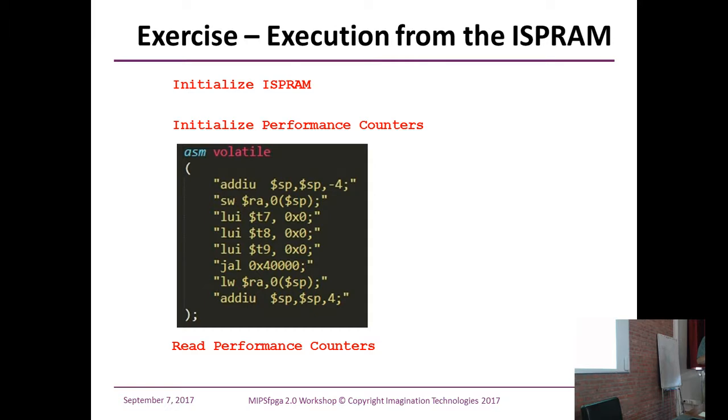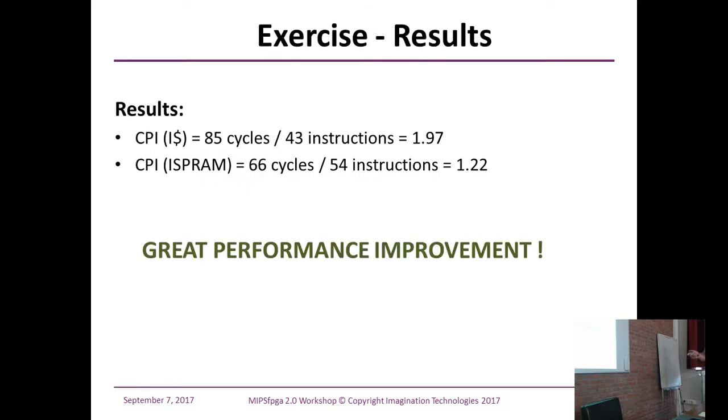Okay? So performance, in this case, will be much better, and you can obtain results like this, where the CPI, when you execute the algorithm from the I-cache, is almost 2, whereas when you execute it from the scratch pad RAM, the same algorithm, exactly the same, it is reduced to almost 1/2 of the CPI. So much better performance in this case.